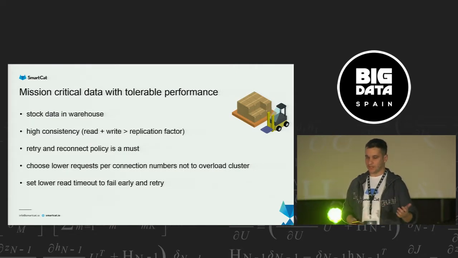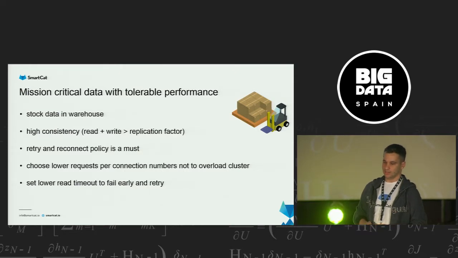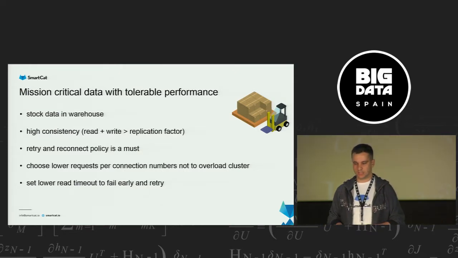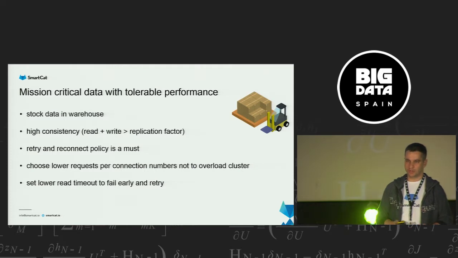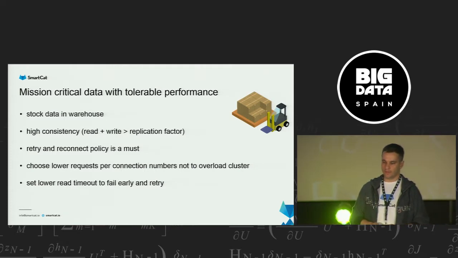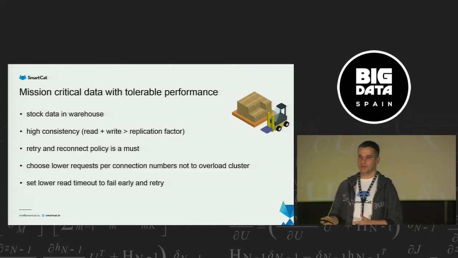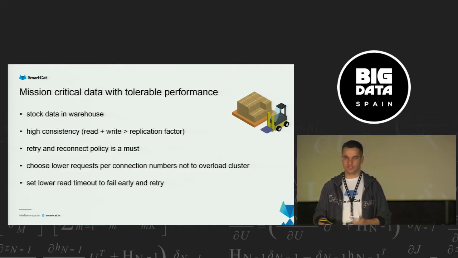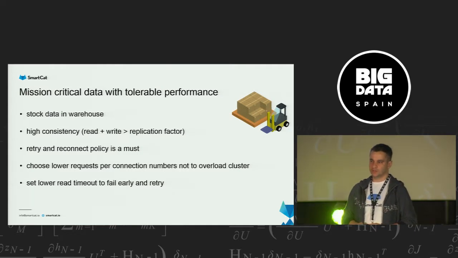I would choose for any use case retry and reconnect policy, but for this one it's particularly important because you don't want to have failures of certain nodes resulting in missing data. Also, when you speak about pooling options, I would choose here a lower number, because you don't want to risk overloading your cluster.